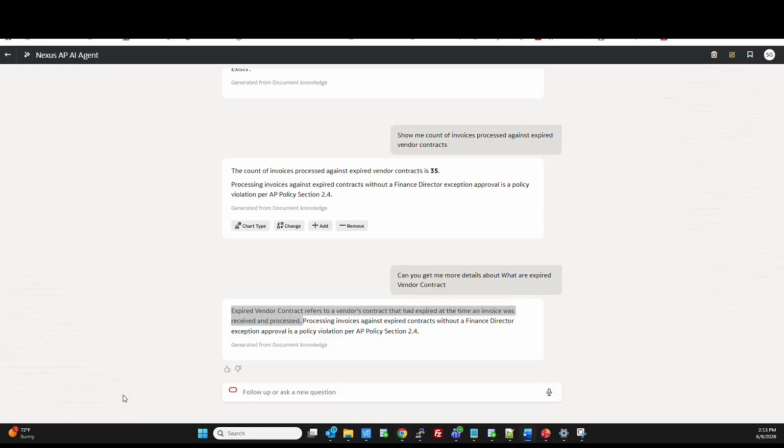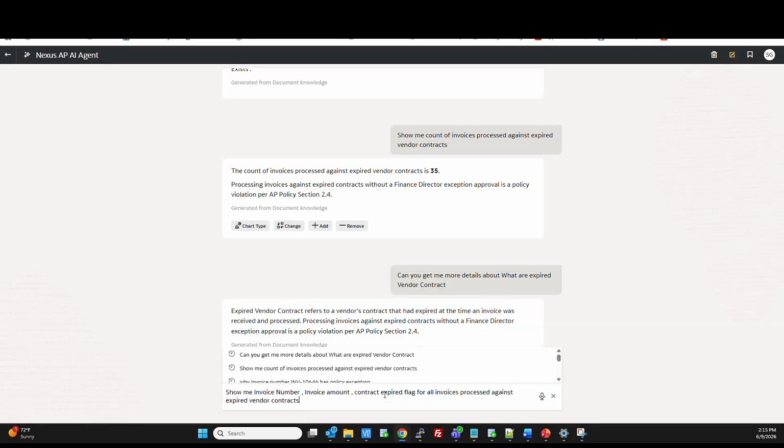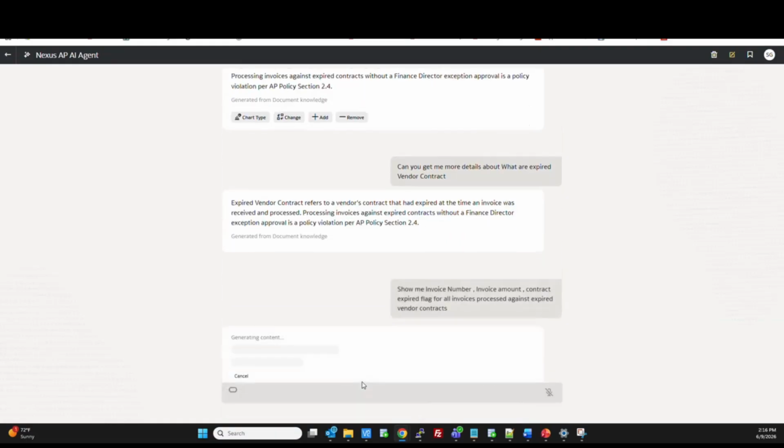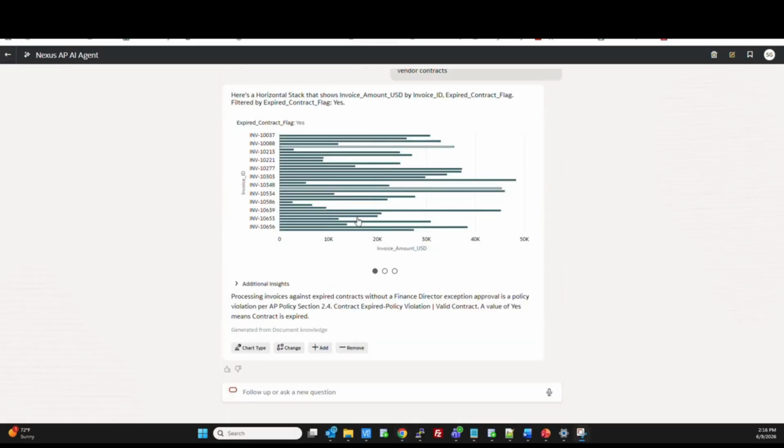So the question is: show me the invoice number, invoice amount, contract expired flag for all the invoices processed against the expired contracts. Agent responded with a chart, and it showed me all the invoices which were processed against that expired contract, and it also printed the additional detail about the policies.